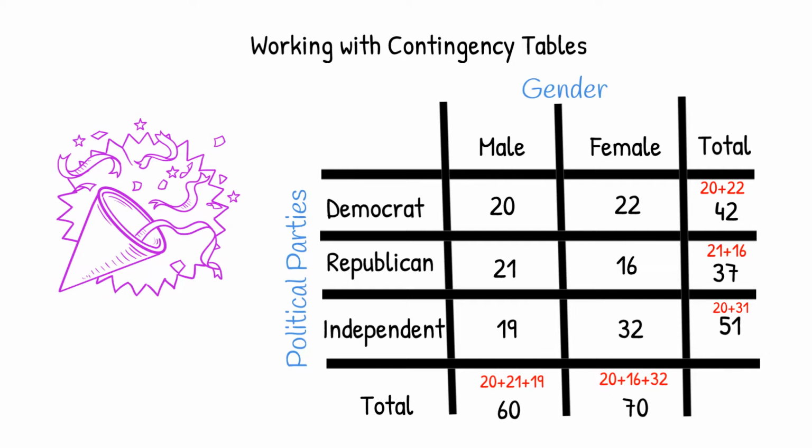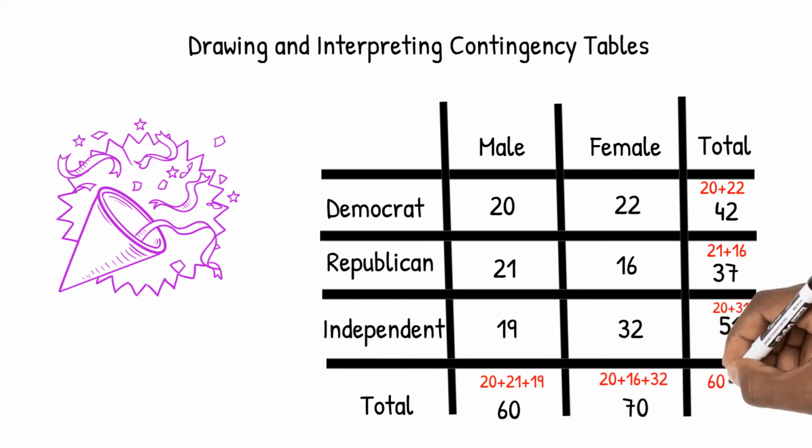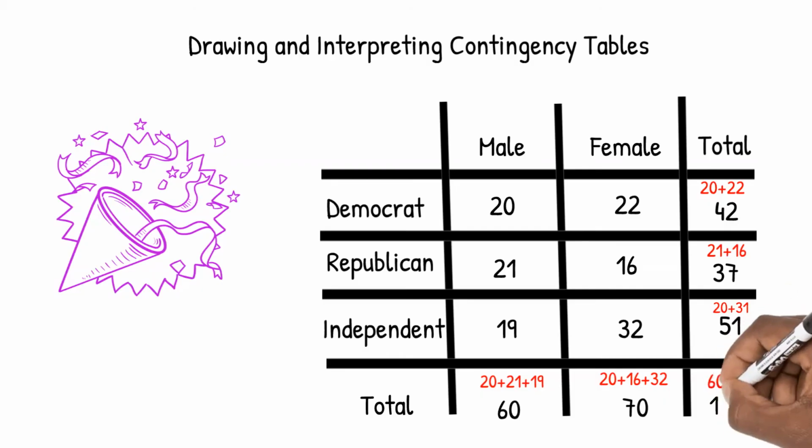To see how many people were surveyed in all, we can either add the total number of Democrats, Republicans, and Independents, getting 130, or we can add the total number of males and females, also getting the same number.